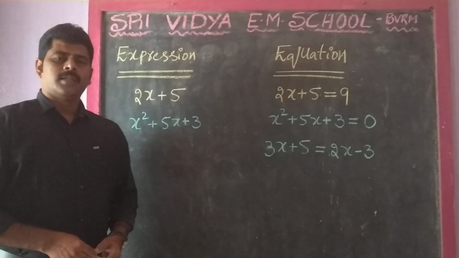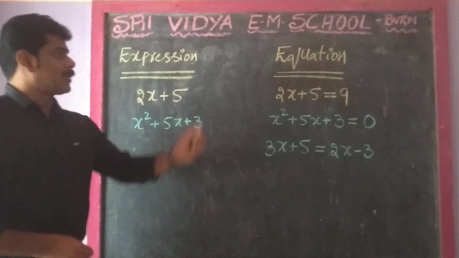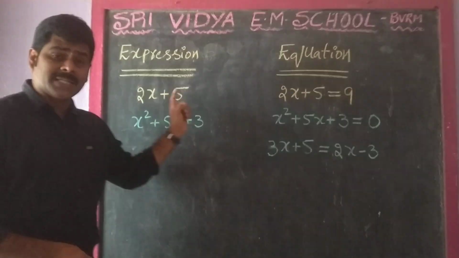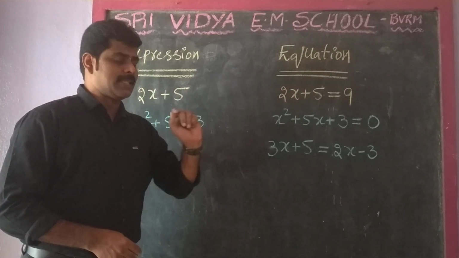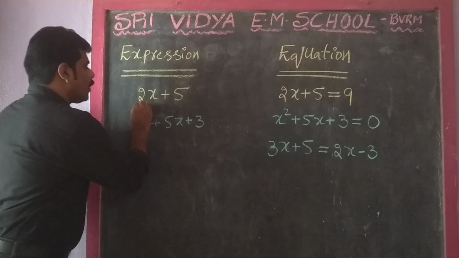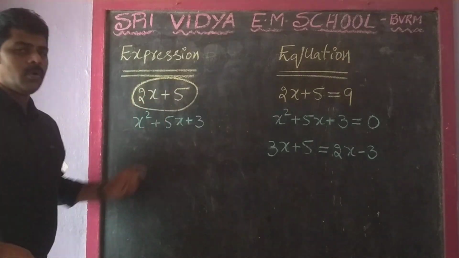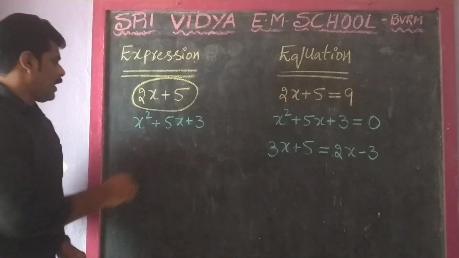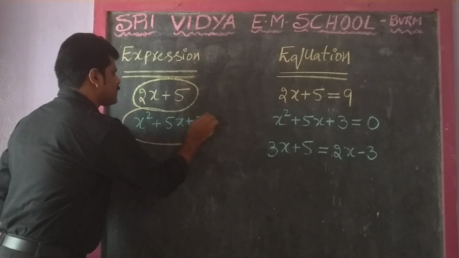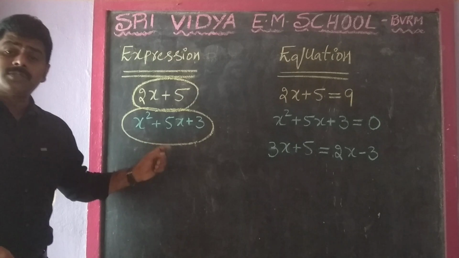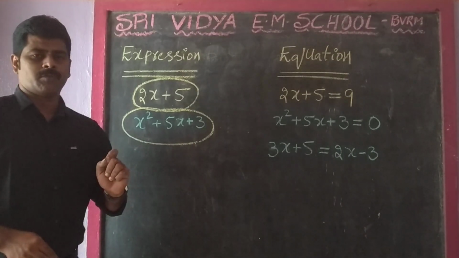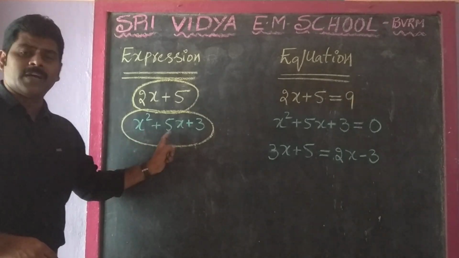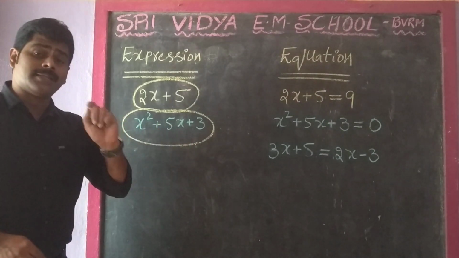Then comes the idea about the equation. What is the difference between an expression and an equation? Look at the example. 2x plus 5 is an expression. And x square plus 5x plus 3 is also another expression.